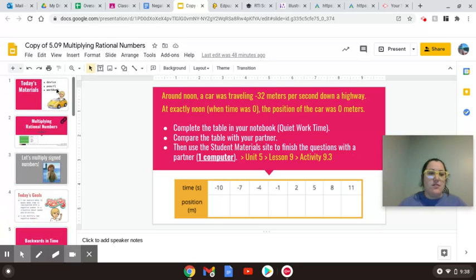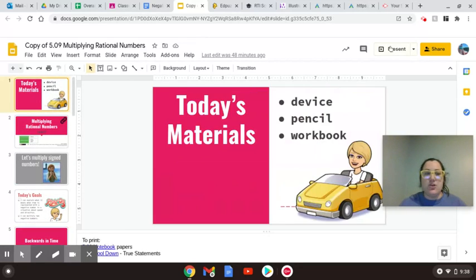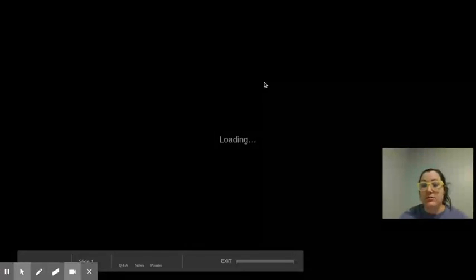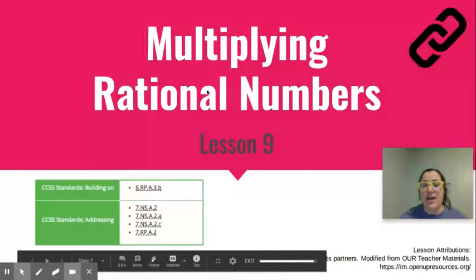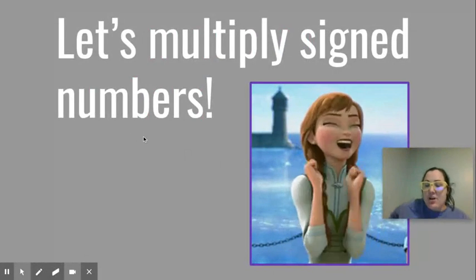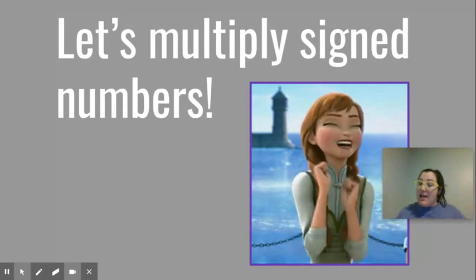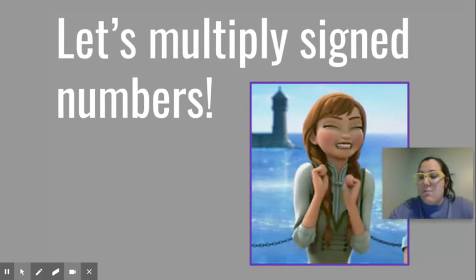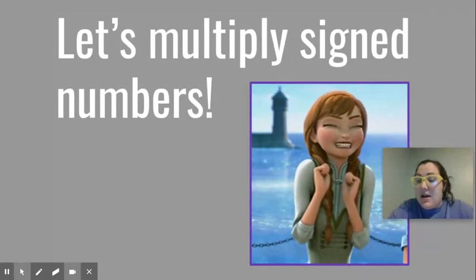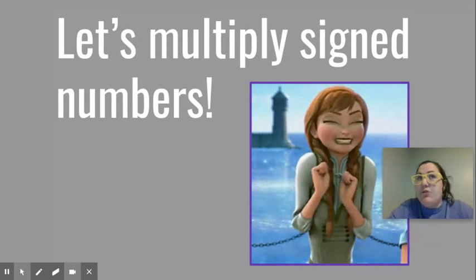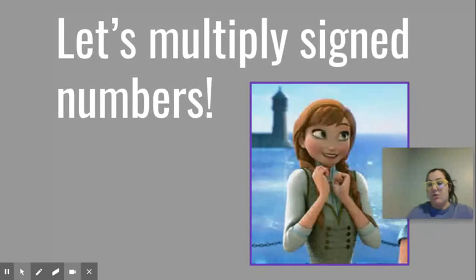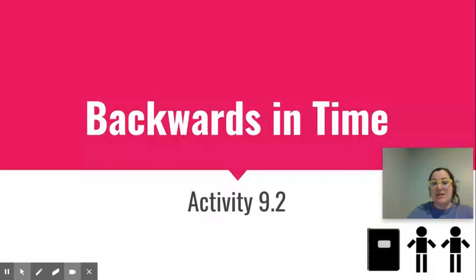Okay, so for today's lesson, you will only need your Chromebook, you will need a pencil, and you will need your workbook. So like I said, we're going to be focusing on multiplying rational numbers again today. Focusing on multiplying signed numbers. Last lesson, you guys learned that what happens when you multiply a negative times a positive is it comes out to be a negative. If you multiply a positive times a positive, it comes out to be a positive. Well, today we're going to focus on what happens when you multiply a negative times a negative.